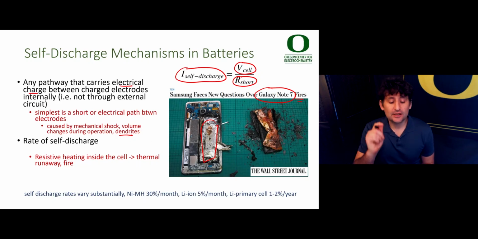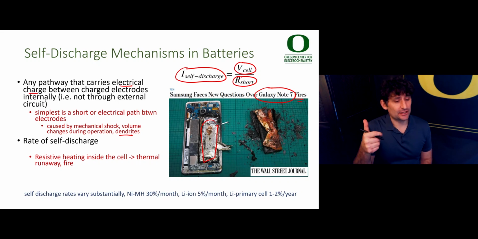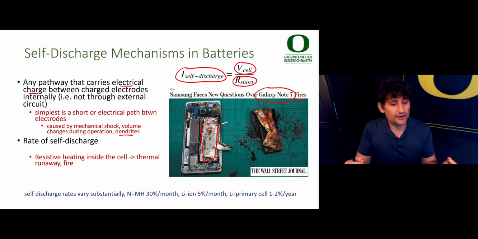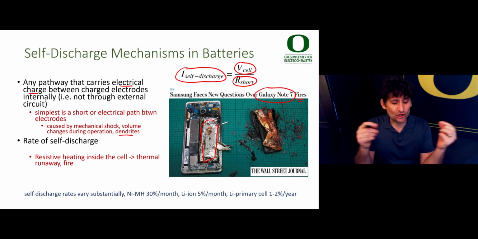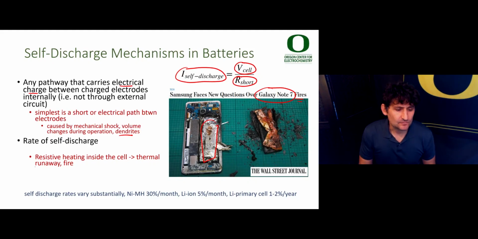The challenge is self-discharge rates typically increase as the temperature increases. So there can be an autocatalytic thermal runaway, where as current starts passing internal to the cell, which you have no way to shut off, the temperature starts increasing and more current passes, and you have an explosion. Now, self-discharge rates, even in state-of-the-art batteries, vary substantially.